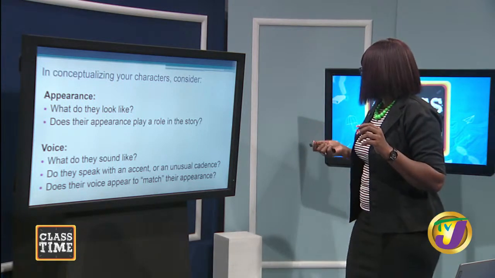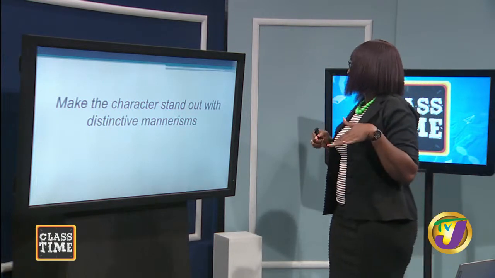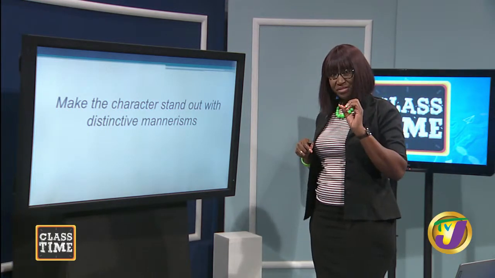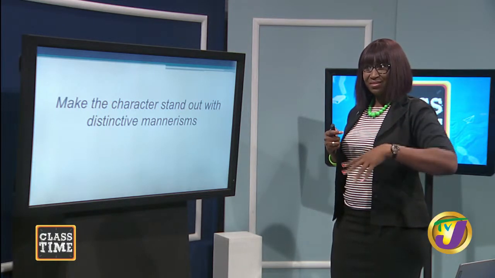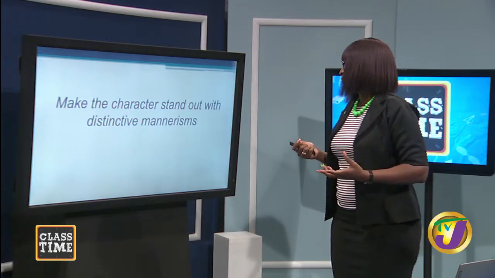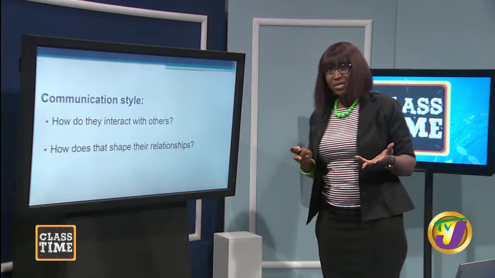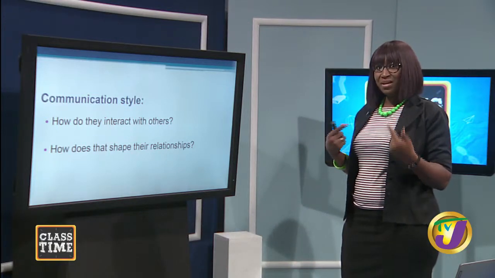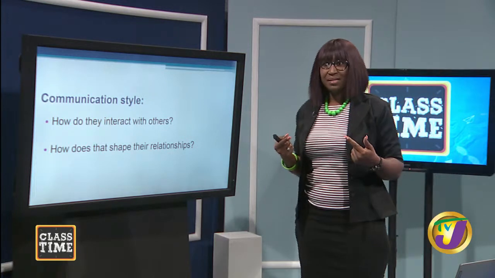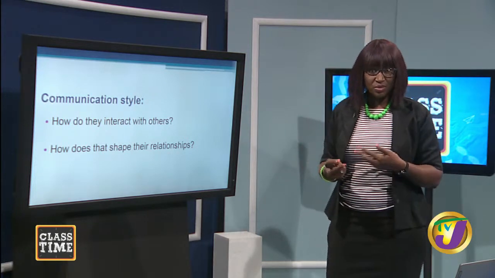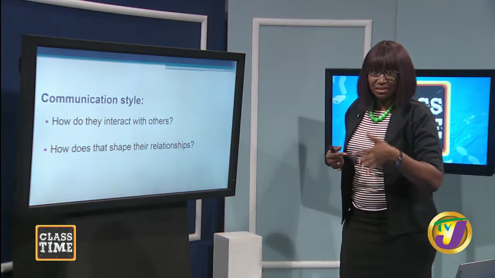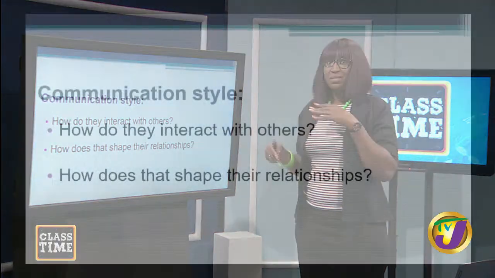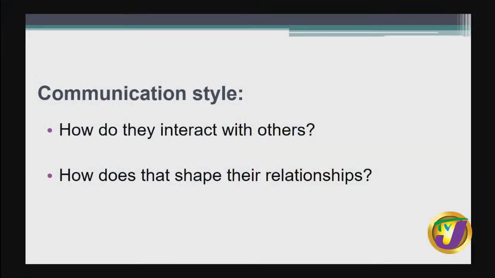So let's continue. Make the character stand out with distinctive mannerisms. And when you're thinking of mannerisms, you're thinking of certain behaviors that they have that will stand out in your story. So you think of communication style. How do they interact with other people? Is it that this character is going to relate well to those around him? They tell everybody good morning, they talk nicely to everyone. Is it that they're very cold, very reserved? Their communication style will come into play, because how is that going to affect their relationships?